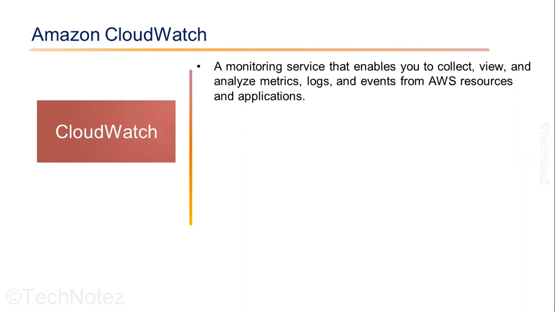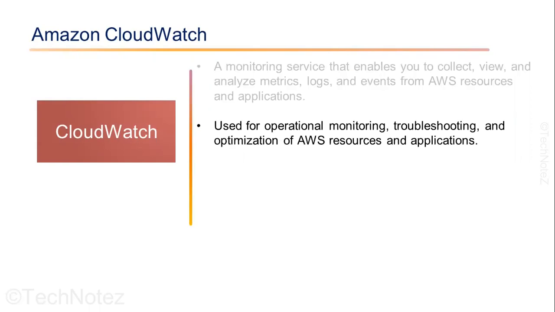It collects and processes the log files, metrics, and events to provide you with a unified view of your AWS environments and enable you to set alarms and automate actions based on the metrics and events. It can be used for operational monitoring, troubleshooting, and optimization of AWS resources and applications.